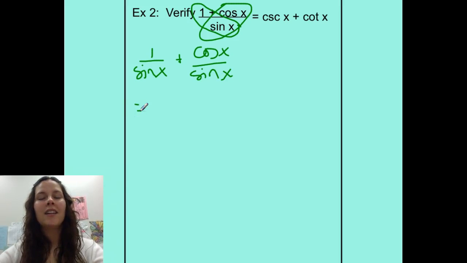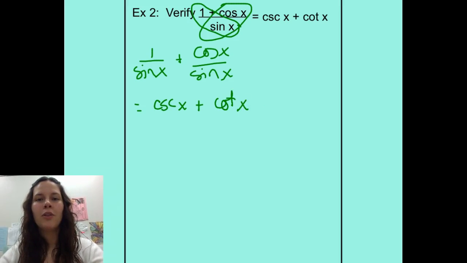The reciprocal of sine is cosecant, and cosine over sine is cotangent. So again, we simplified our left-hand side to equal the right-hand side. We verified that this identity is true.